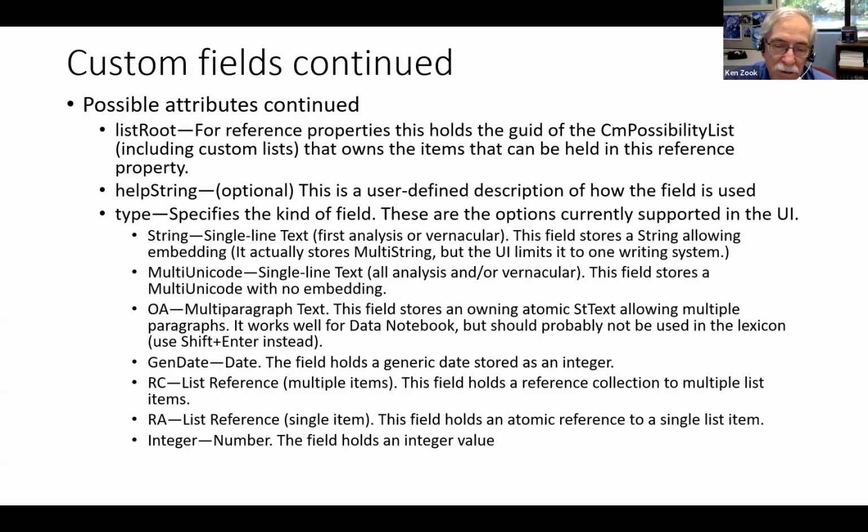Then it can be a GenDate. This field holds a generic date stored as an integer. It can be RC, that's a list reference for multiple items. This field holds a reference collection to multiple list items. And then RA is a list reference, single item, that holds an atomic reference to a single list item. And then Integer, which is a number.